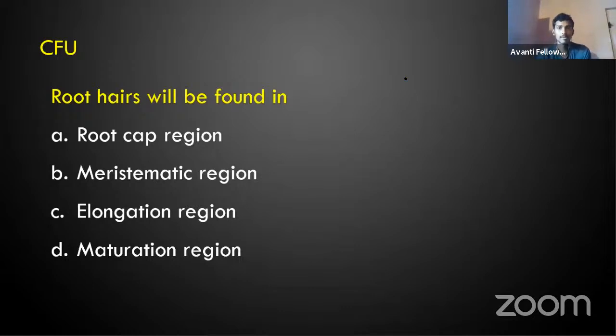Exactly, Manusha. Some of the root cap cells also produce, not like the parental cells, a mucus kind of structure. So that also helps in the movement of the roots.